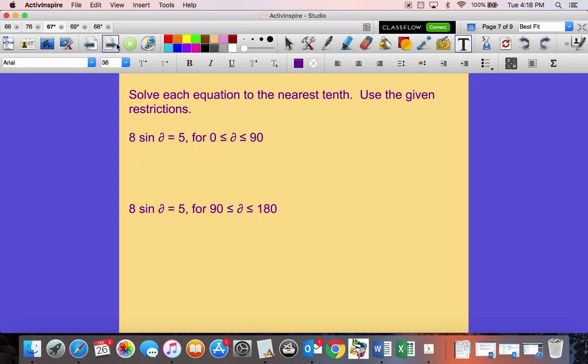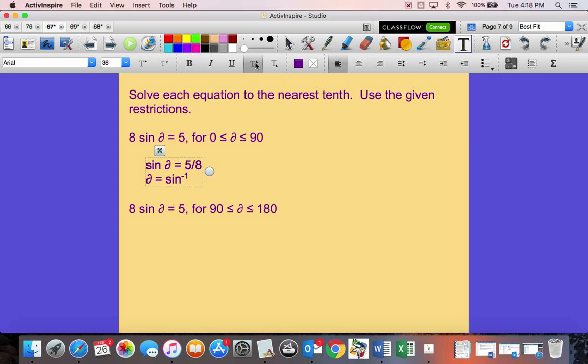We're good to go. All right, down here, we do the exact same thing. Solve each equation to the nearest tenth. All right, so this time we're going to have to use our calculator to do this. First off though, we got to get this solved for theta. So sine theta equals, we got to divide that 8 over. So we've got 5 over 8 there. And then to get theta by itself, we move the sine over to the other side.